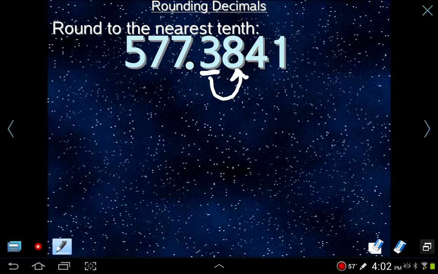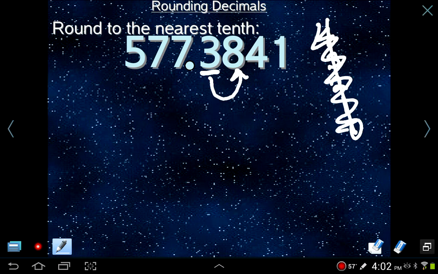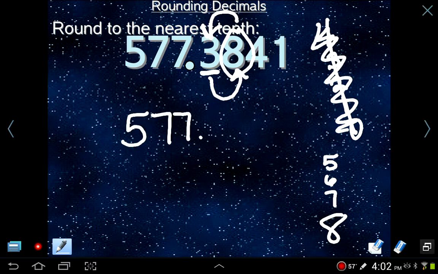An 8. And then ask yourself, is it 4 or less? Well, if it was 4 or less, it would be 4, 3, 2, 1, or 0. And it does not fit in any of those categories. Is it 5 or more? And of course it is. 5, 6, 7, 8. There you go. So this 8 is going to tell this 3 what to do. So the 3 will become a 4. So the answer is 577 and 4 tenths.